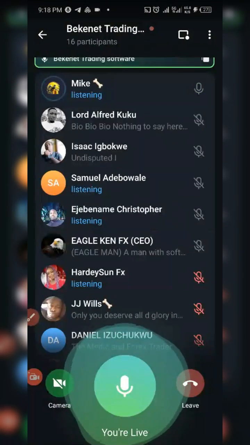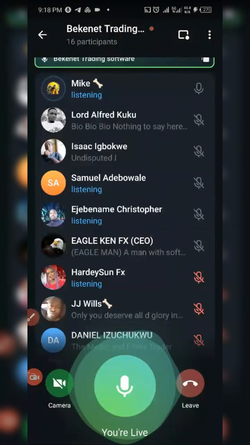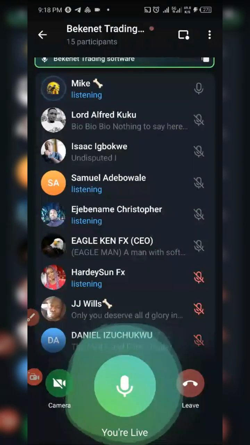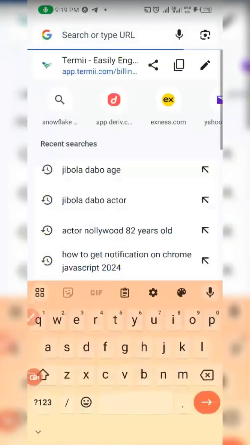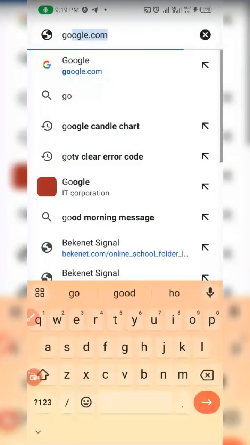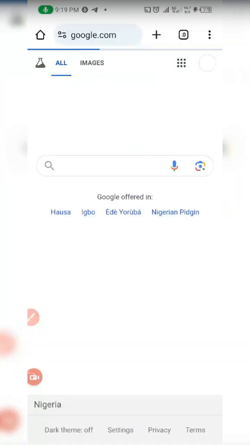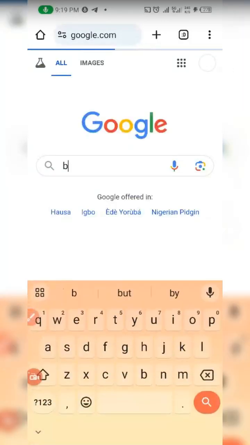Okay. I'm the founder of a software company based in Delta State here, Bekenet Software. You can Google it, Bekenet Software. So I'm the founder of that. Let me go to my Chrome so that you see it. Just go to your Chrome, click on Google. Can you see the screen? Just type Bekenet. You see all the things that we do.